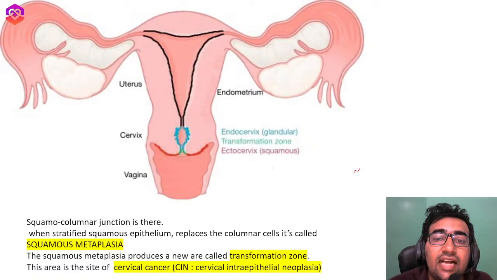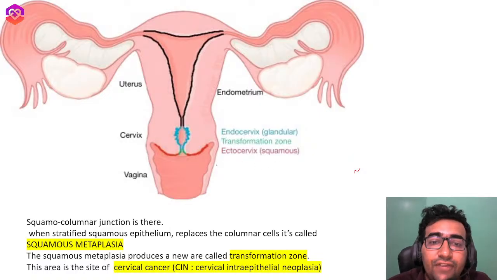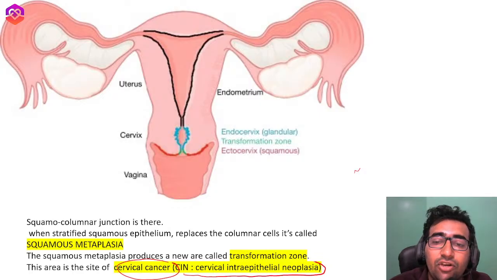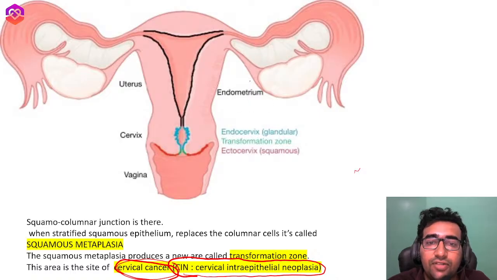This transformation zone is very, very vulnerable to dysplasia. I want to tell you about cervical cancer, otherwise called cervical intraepithelial neoplasia. So this is cervical intraepithelial neoplasia. It will lead to cervical cancer. Okay, you understood. So this is what I want to tell.